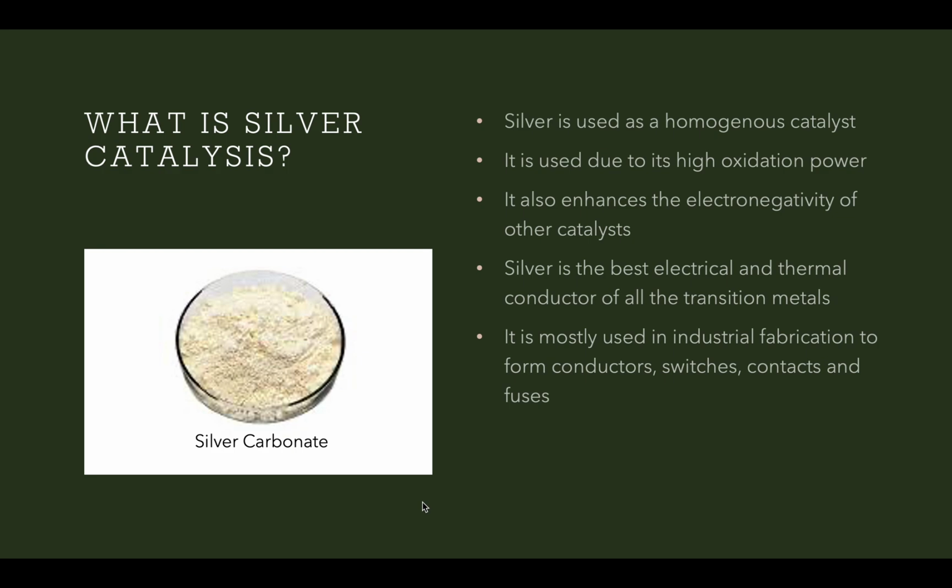It is mostly used in industrial fabrication to form conductors, switches, contacts, and fuses. The rapid development of silver chemistry was achieved only in the past couple of decades. Silver salts are also employed as co-catalysts, halophiles, general oxidants, and radical initiators in numerous transformations. The picture on the left is a factory supply of silver catalyst that would be used in a reaction. It is called silver carbonate.